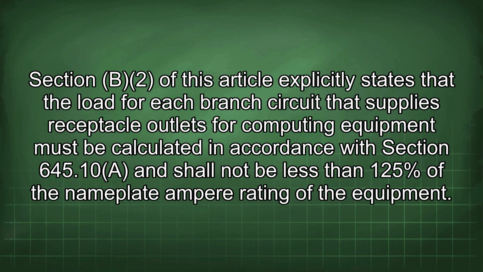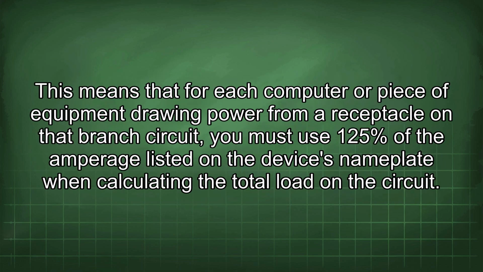labs. Section B2 of this article explicitly states that the load for each branch circuit that supplies receptacle outlets for computing equipment must be calculated in accordance with Section 645.10 and shall not be less than 125% of the nameplate ampere rating of the equipment. This means that for each computer or piece of equipment drawing power from a receptacle on that branch circuit, you must use 125% of the amperage listed on the device's nameplate when calculating the total load on the circuit.